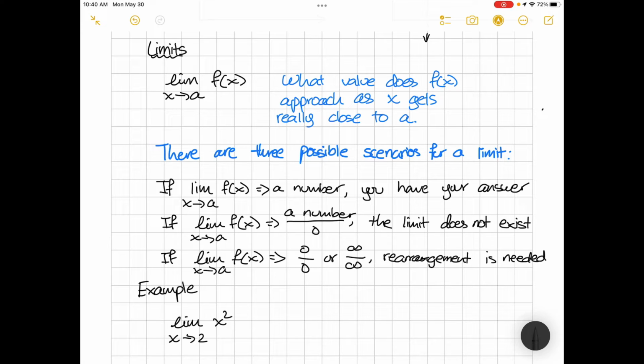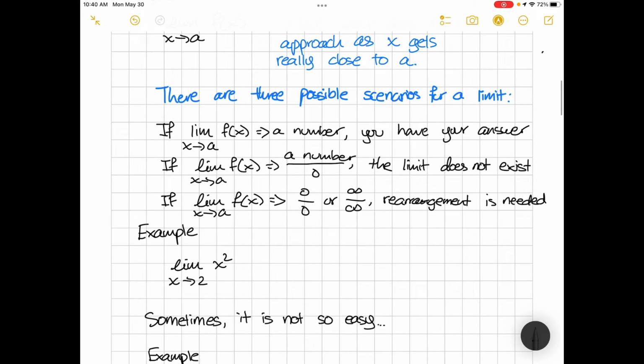So with any limit, the first step should always be to plug in the value. And if you do that, there are three possible scenarios that you will get. Scenario number one, the limit as x approaches a of f of x just gives you a number. If you evaluate the limit and it just gives you a number, you already have your answer, so you're done there. Second scenario, if the limit as x approaches a of f of x gives a number over 0, the limit does not exist because a number over 0 is undefined.